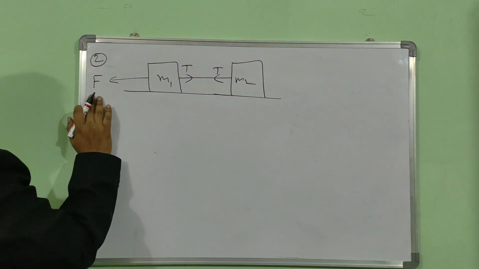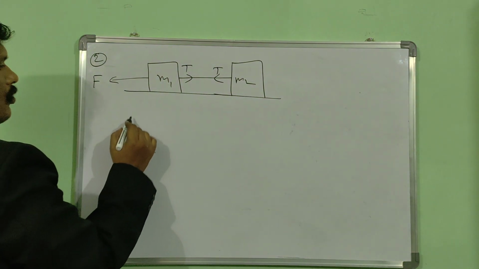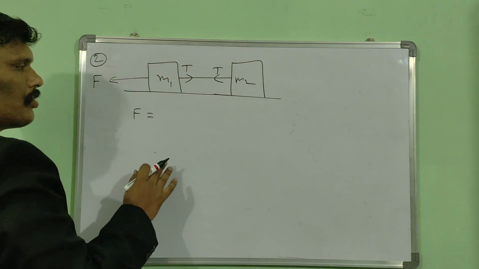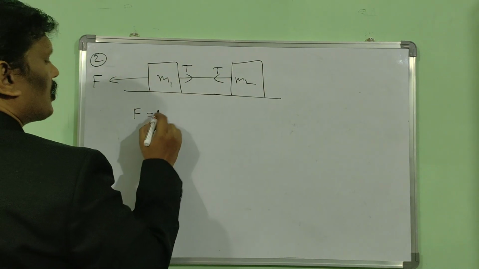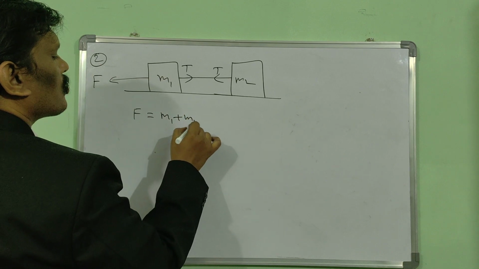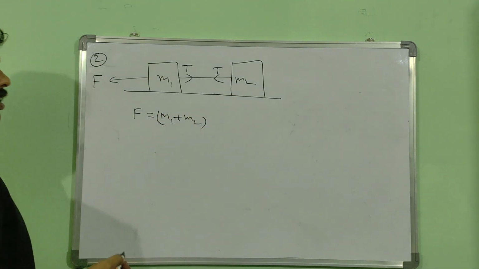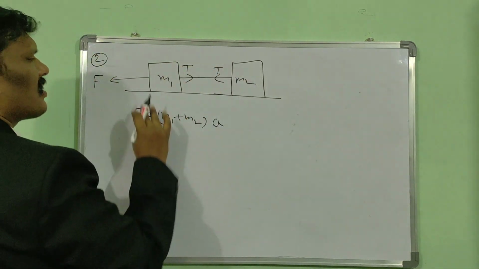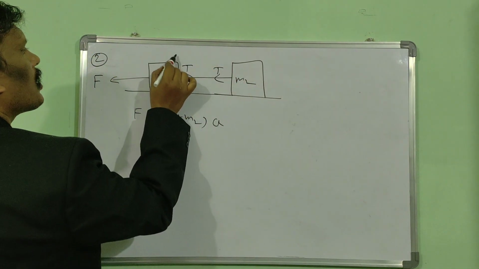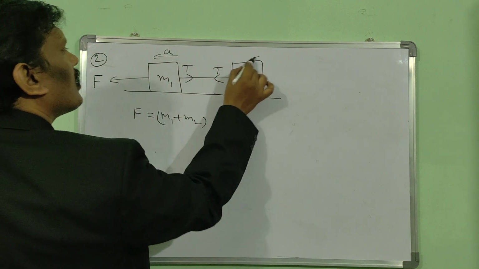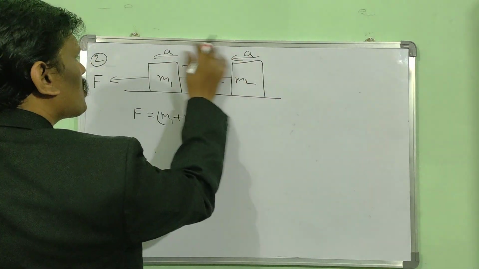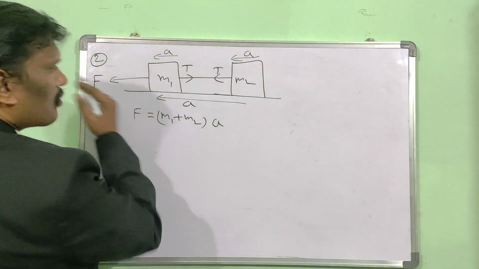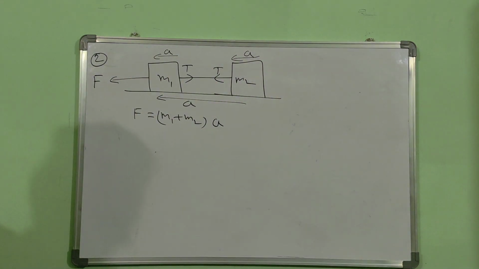Then what is the total net force acting on the system? Only F. How to calculate the force? Total mass into its acceleration. What is the total mass? M1 plus M2. The string has no mass. And what is the acceleration? A. System acceleration means M1 is moving with acceleration A, M2 is moving with acceleration A. That means the total system is moving with acceleration A only.